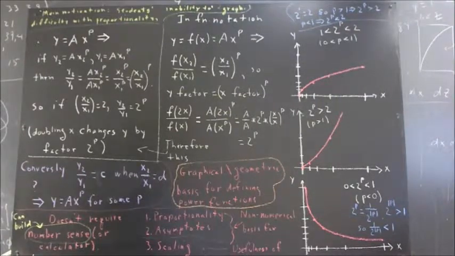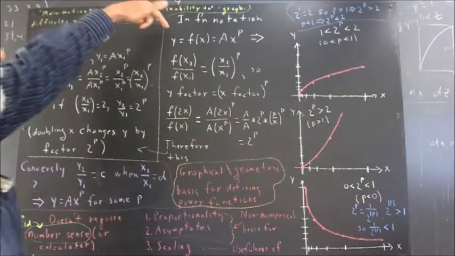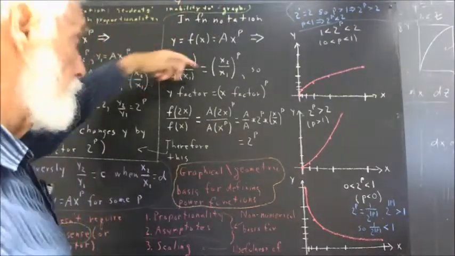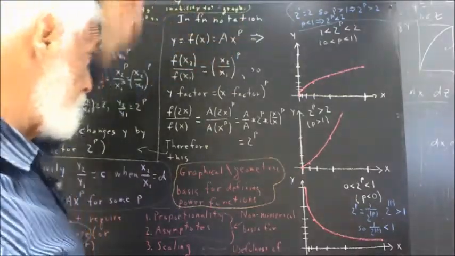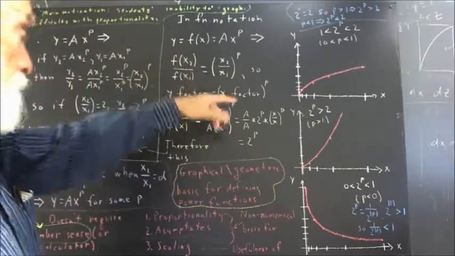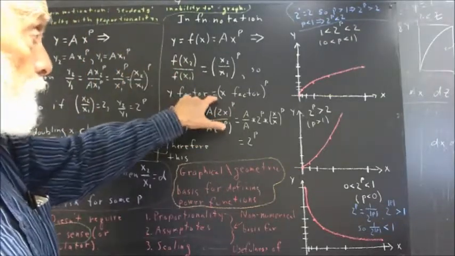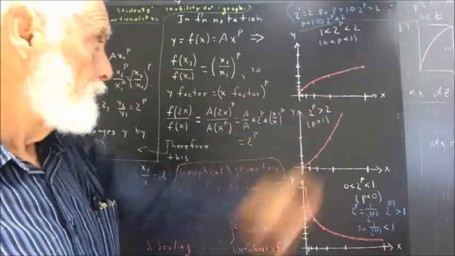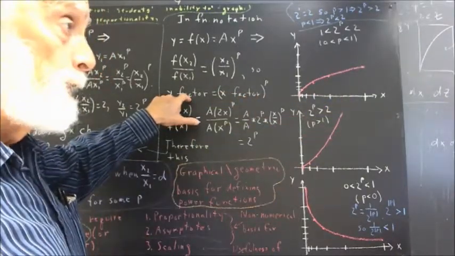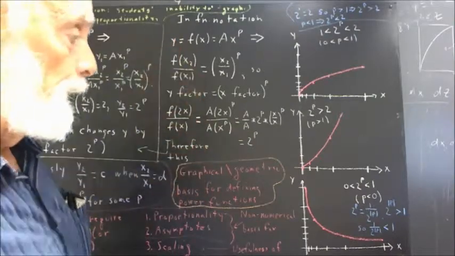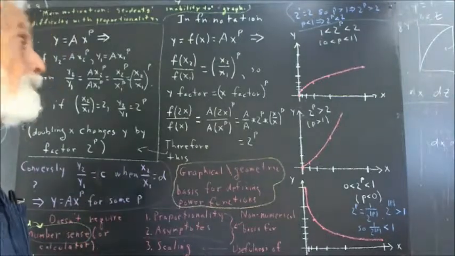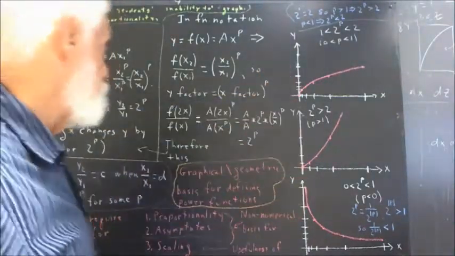Okay, in function notation, if y equals f of x equals ax to the p, then f of x2 over f of x1 equals x2 over x1 to the p. And that then tells us in words that the y factor is equal to the p power of the x factor. If x changes by some constant factor, then y changes by a related constant factor.